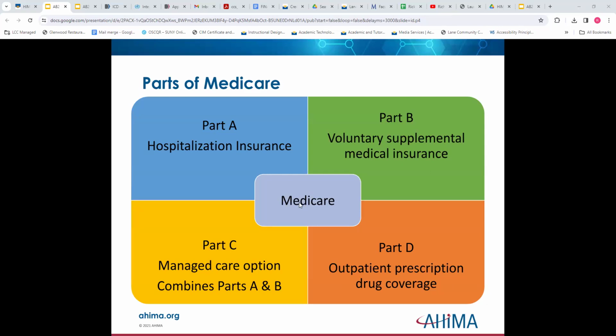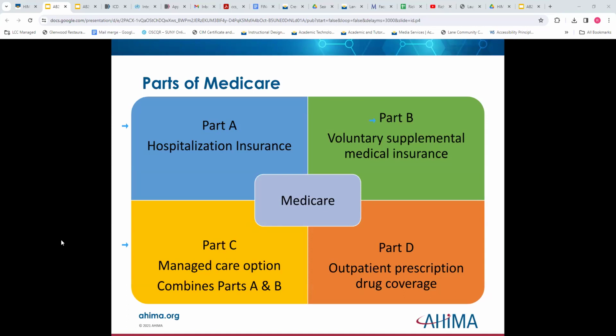This is where it gets confusing for some people, so this is a very important point here. When we use the term Part A, this is the entitlement. This is what people pay into. This is the hospitalization insurance that people need to sign up for when they turn 65. Part B is a voluntary supplemental medical insurance that you do through a private company, and this covers things that are outside the hospitalization cost.